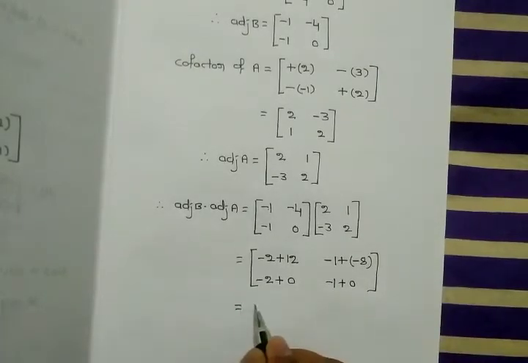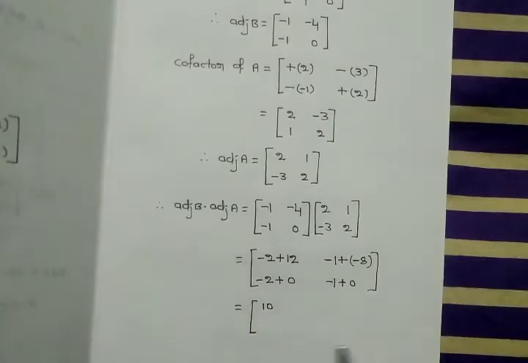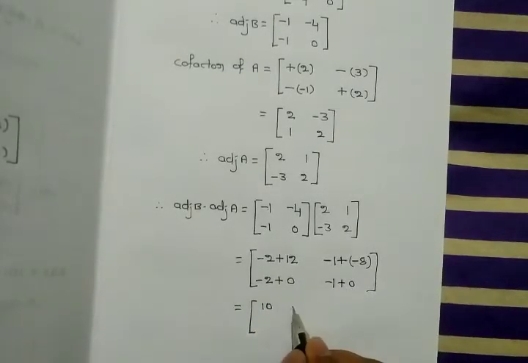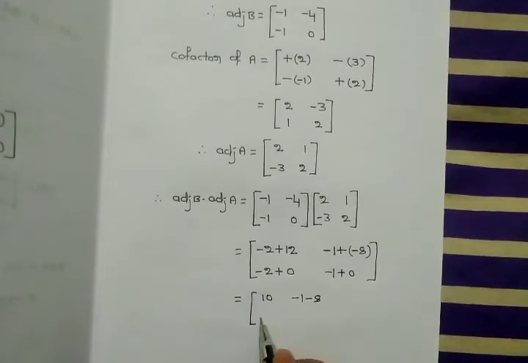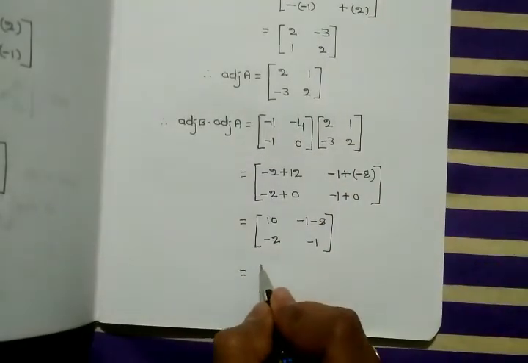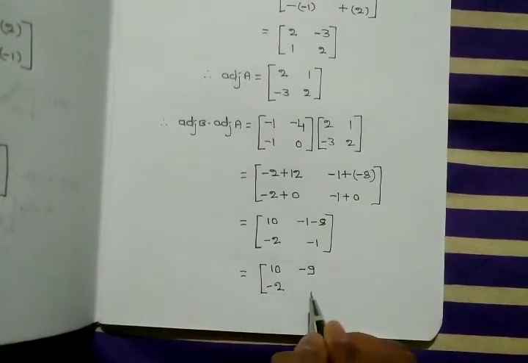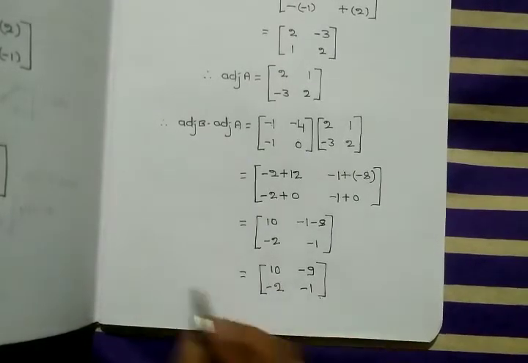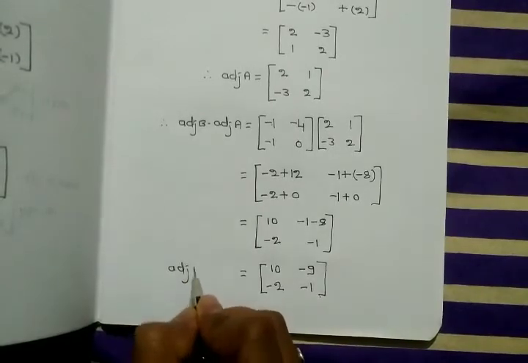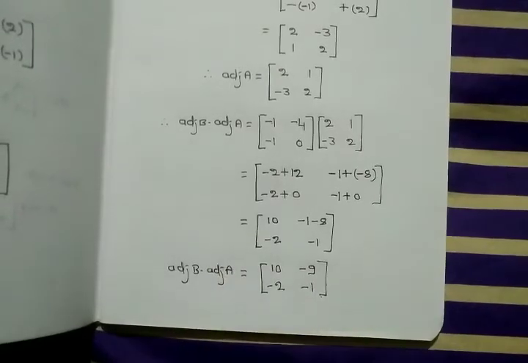Therefore, which is equal to, so now minus 2 plus 12 is plus 10. Next, minus 1 plus into minus is minus 8. Minus 2 plus 0 means minus 2. Next, minus 1 plus 0 means minus 1. Therefore, finally, what is the final answer you will get here? 10, minus 9, minus 2, minus 1. So this is the value of adjoint of B into adjoint of A.